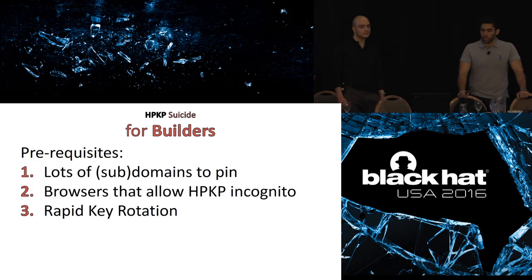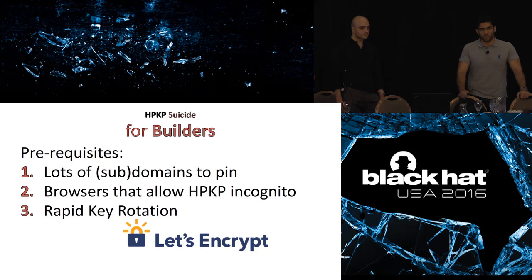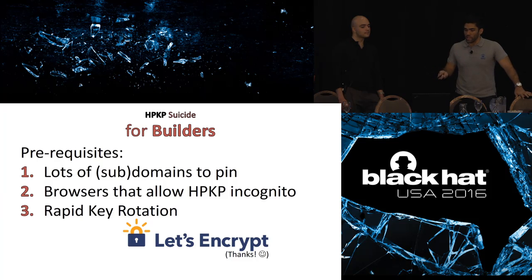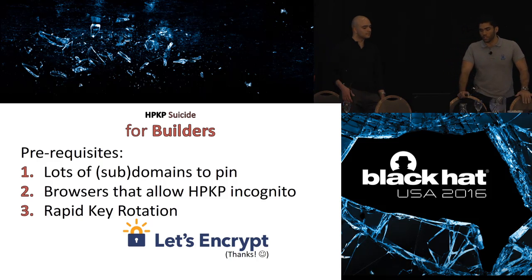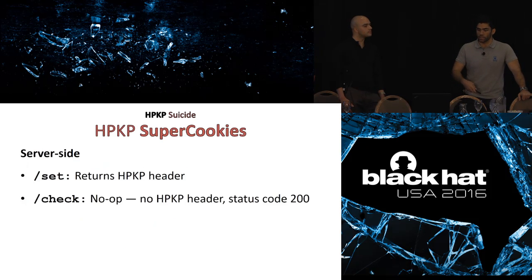And lastly, rapid key rotation. You're really relying on this in order to make what is essentially HPKP super cookies work. The easiest way we got this done was through Let's Encrypt. And we love everything that Let's Encrypt is doing. We're not trying to be snarky when we're saying thanks. This is one place where rapid key rotation, they have like a 20 rekey limit, is really useful. This is one place where rapid rekeying is potentially really effective for use cases like this.